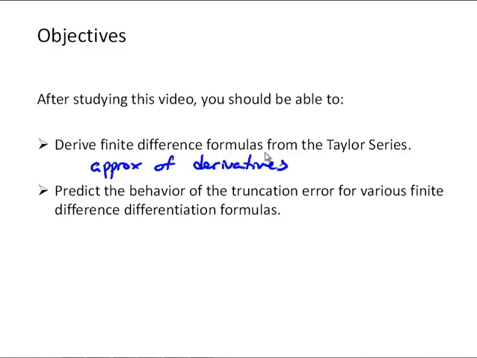And you should be able to predict the behavior of the truncation error for various finite difference differentiation formulas. And we'll define that term truncation error in a couple minutes.